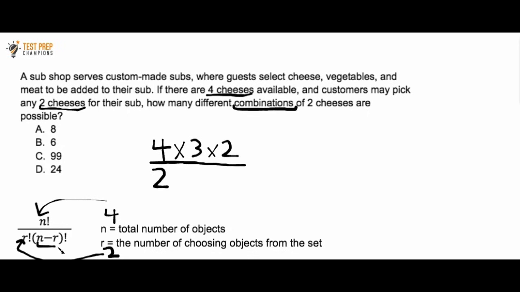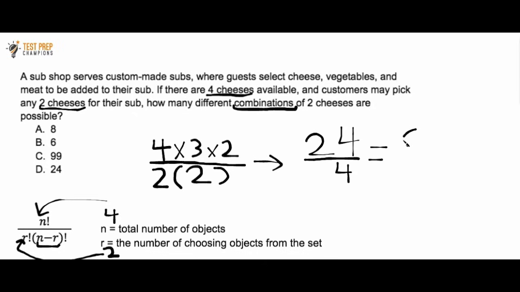Now, for the parentheses here, we have to start off by doing n minus r. So what is n minus r? Well, 4 minus 2 is just 2, and let me simplify this even further. So what is 4 times 3? 4 times 3 is 12. What is 12 times 2? 12 times 2 is 24, and 2 times 2 down here on the bottom is 4. So we can simplify this to 24 divided by 4. And what is 24 divided by 4? 24 divided by 4 is 6, so B is the correct answer here.